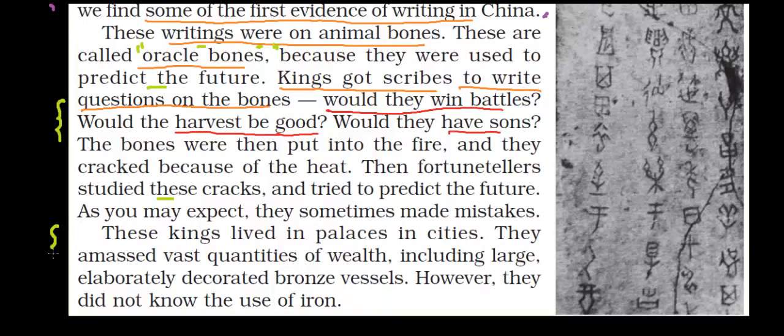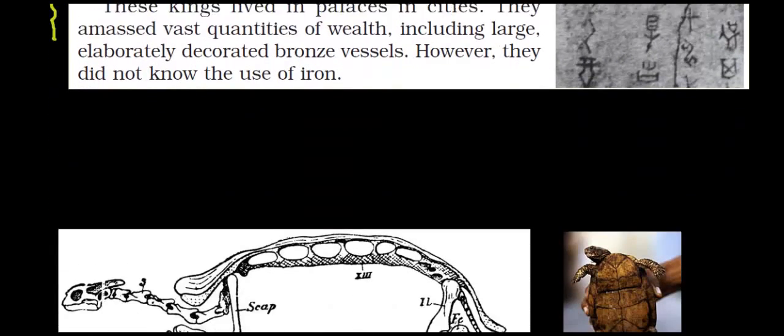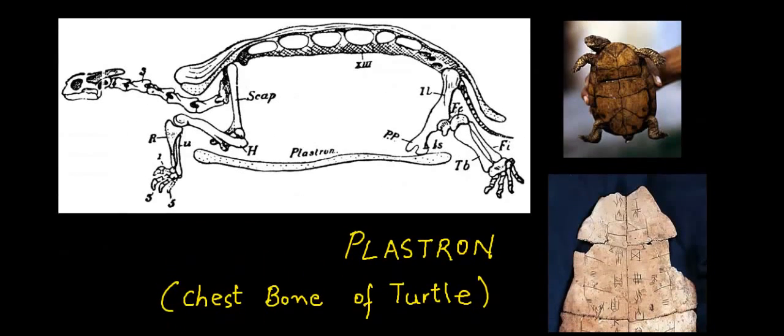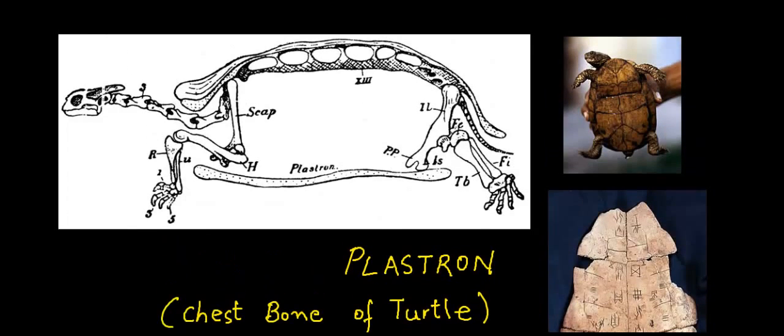Well, those kings lived in palaces, they had a huge amount of wealth, and they had large and elaborately decorated bronze vessels, though we have never found any iron kind of stuff there. Well, let's see what oracle bones were made of. They were made of animal bones, especially those of the turtle and the ox.